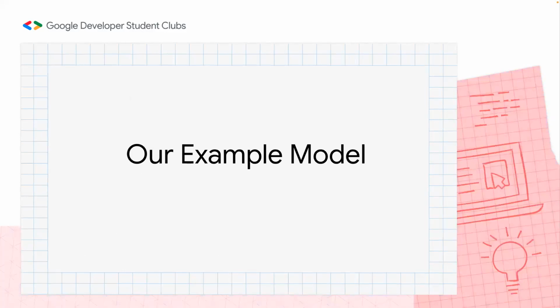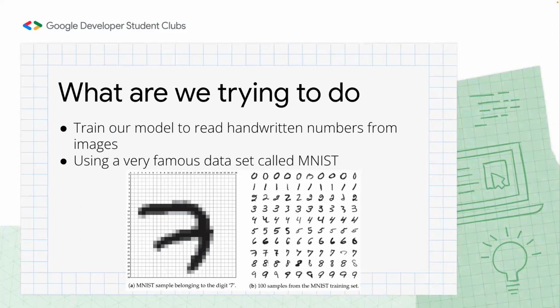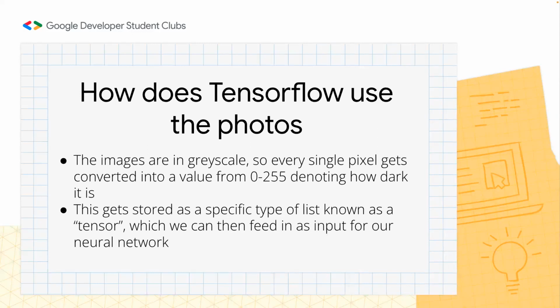Okay, so this is our example model. What we are trying to do in our workshop right now is train our model to read handwritten numbers from images, and we're using a big data set called MNIST, which basically has a bunch of labeled images, handwritten numbers, and then the label. So that would be a 7, and then obviously you can see the examples. TensorFlow uses the photos, converts every single image to grayscale, and they have all the pixels, and the pixels range from 0 to 255.